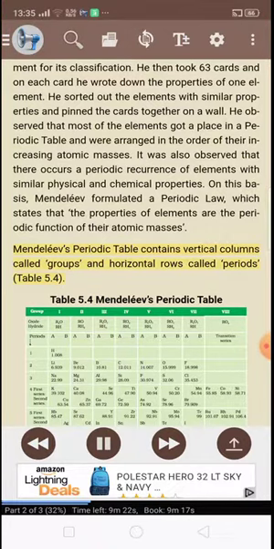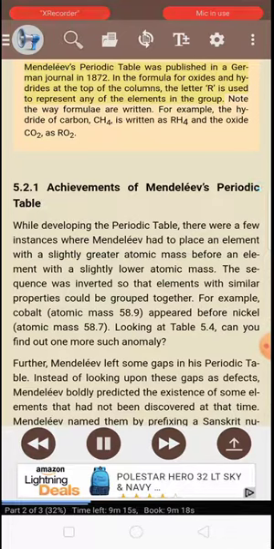Table 5.4. Mendeleev's periodic table. Mendeleev's periodic table was published in a German journal in 1872. In the formula for oxides and hydrides at the top of the columns, the letter R is used to represent any of the elements in the group. Note the way formulae are written. For example, the hydride of carbon, CH4, is written as RH4 and the oxide CO2 as RO2. 5.2.1 Achievements of Mendeleev's periodic table.